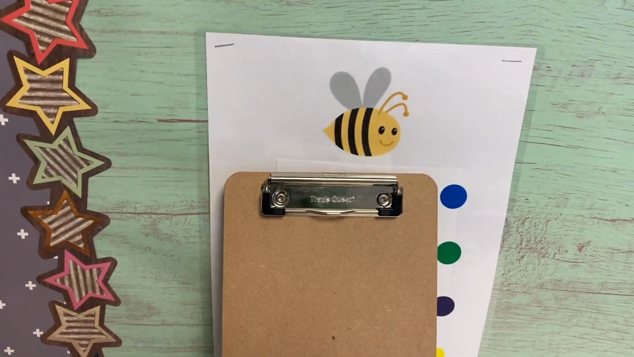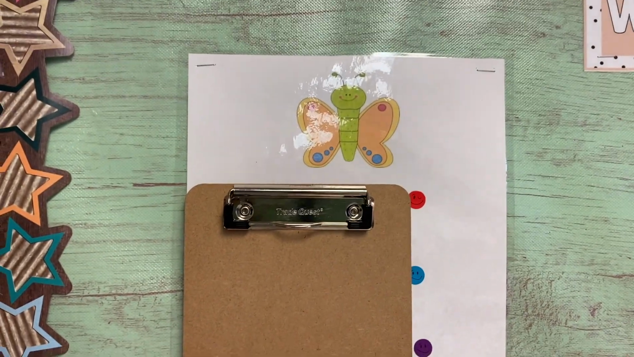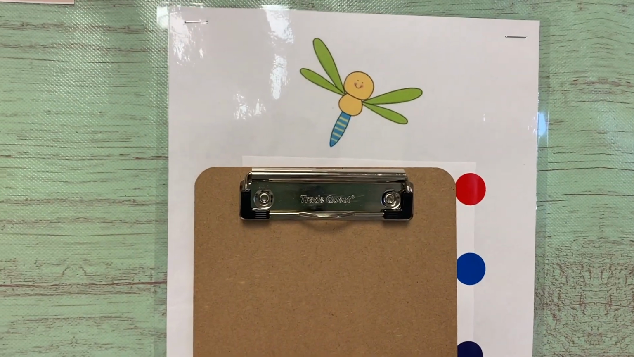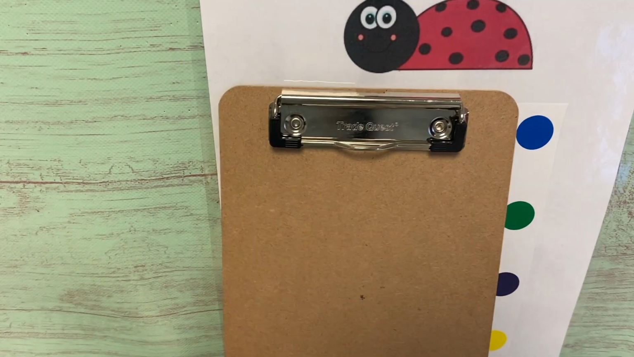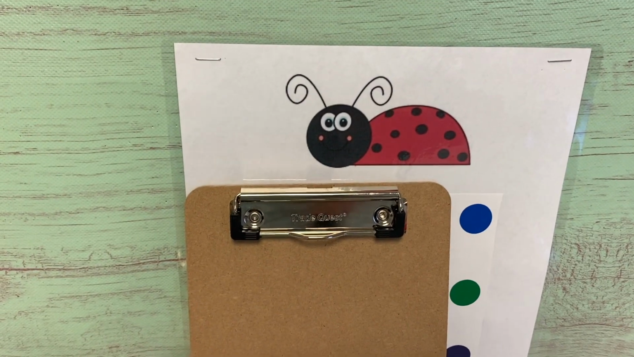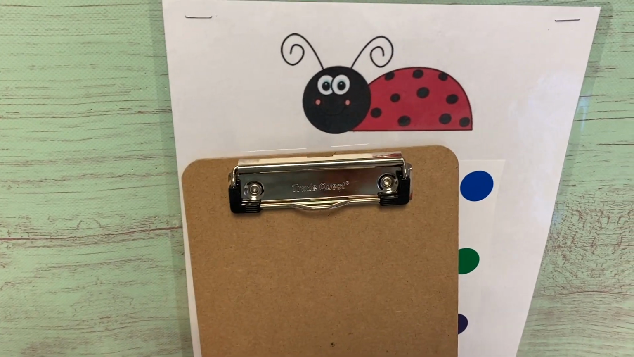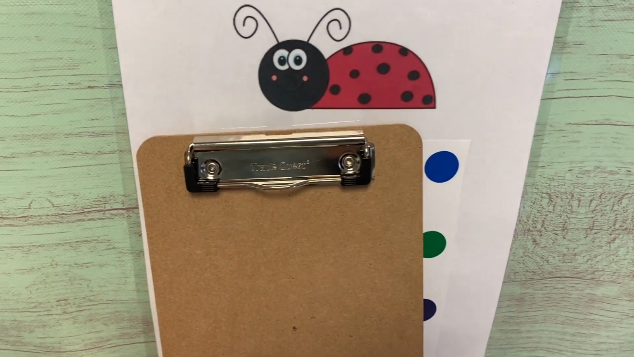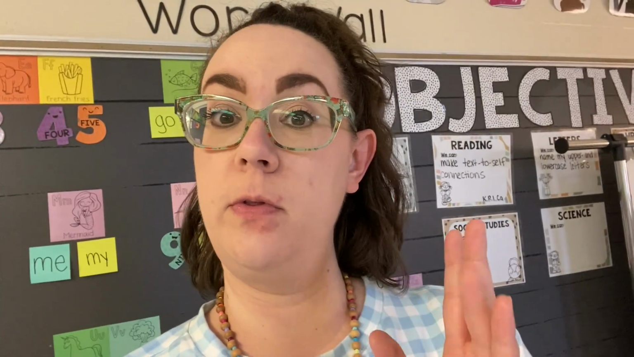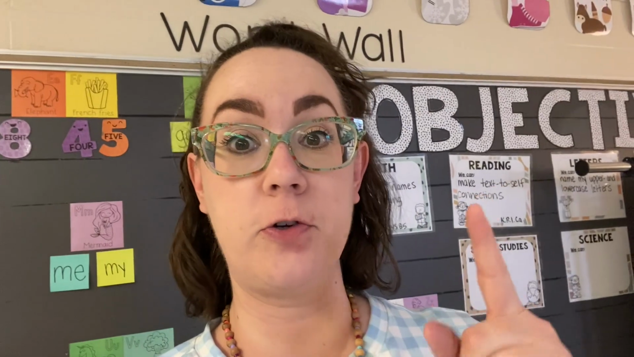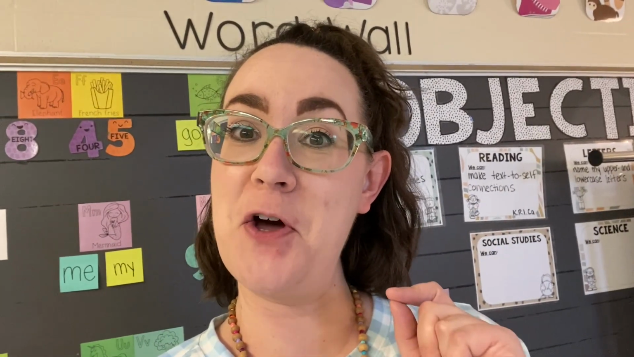So we have the bumblebees, butterflies, dragonflies, and ladybugs. So that is their group, and then their color is the bin. Now I will take you through the bins and show you the activities and what the students do with them. So here we go.